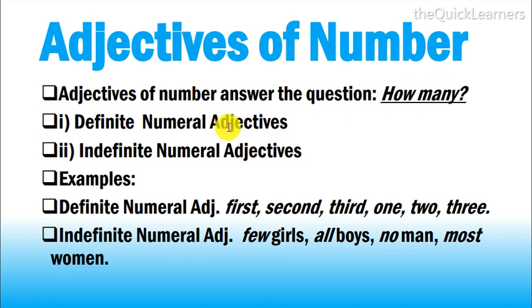Adjectives of number are divided into two main categories: definite numeral adjectives and indefinite numeral adjectives. Examples of definite numeral adjectives include first, second, third, or one, two, three, etc. Examples of indefinite numeral adjectives include few girls, all boys, no men, and most women. So here the words few, all, no, most are indefinite numeral adjectives.